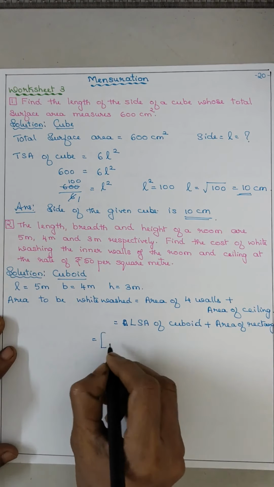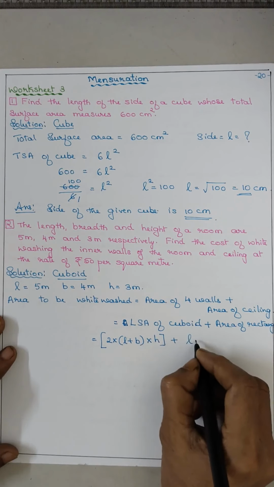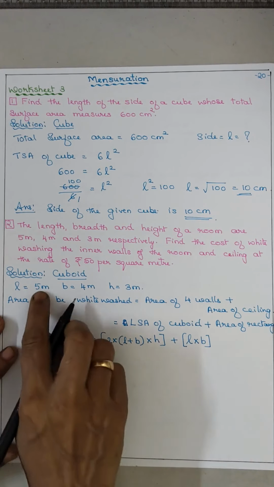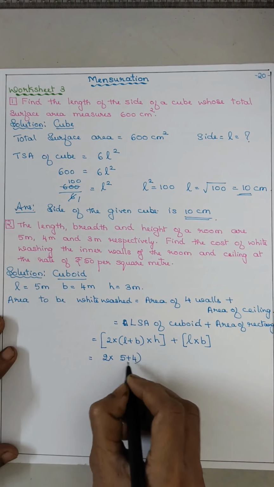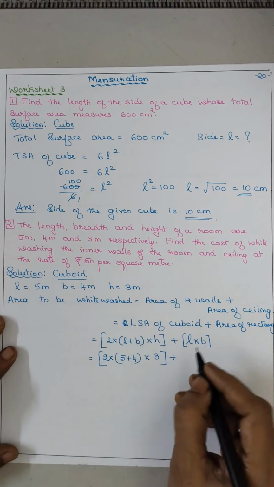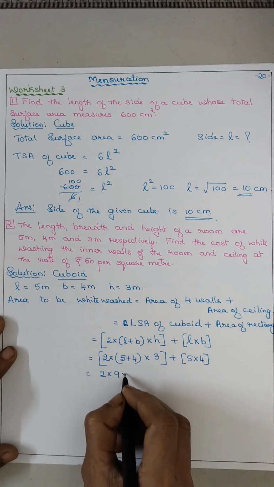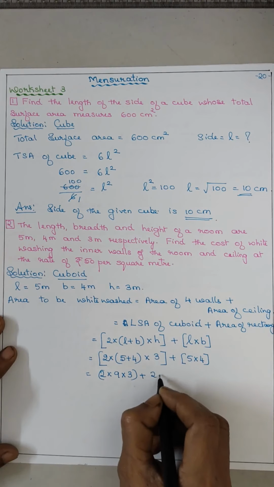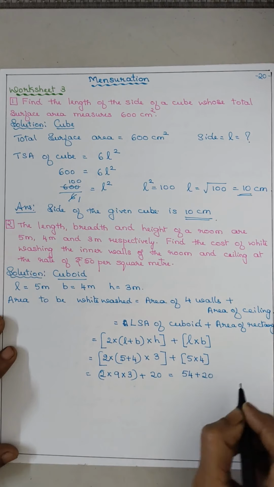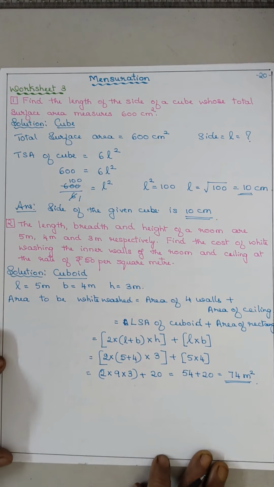So what is the LSA formula? 2 into L plus B into height, and area of the rectangle is length into breadth. Put the values now. 2 into L, 5 plus 4, into height is 3, plus LB, 5 into 4. Now 2 into 9 into 3 plus 5 4s are 20. 2 3s are 6, 6 9s are 54 plus 20, so you'll get 74 meters square. This is the area to be whitewashed.